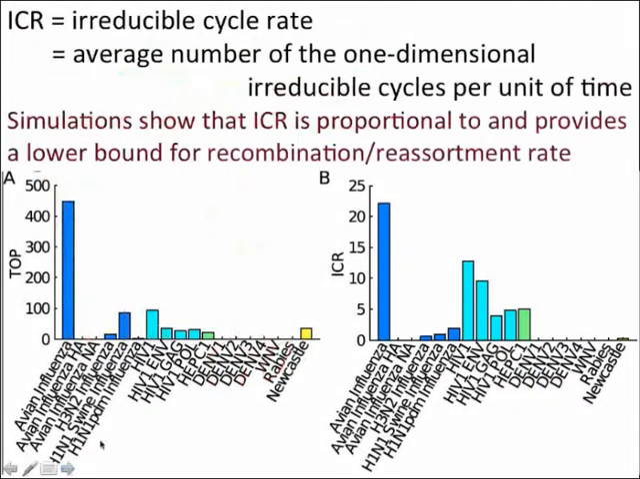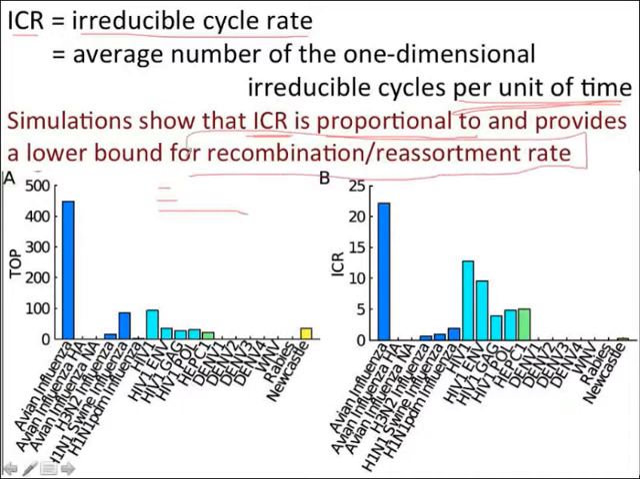The second kind of measurement that we're interested in is ICR, the irreducible cycle rate. That's just the average number of one-dimensional irreducible cycles per unit time. So we can sort of integrate over time the number of persistent cycles that we're having. And if we do this and average it per unit time, well, then this measurement, the irreducible cycle rate, is proportional to and provides a lower bound for the recombination reassortment rate.